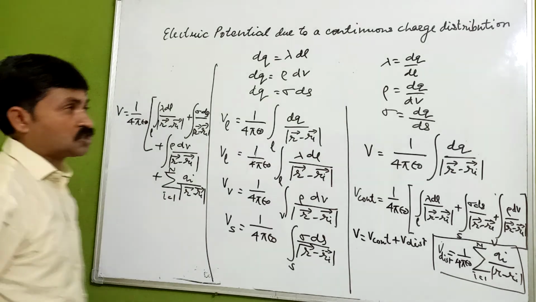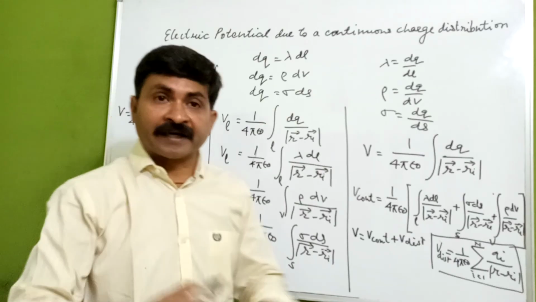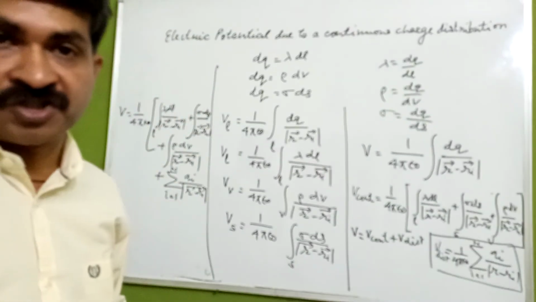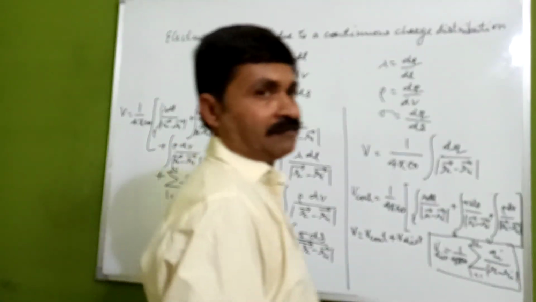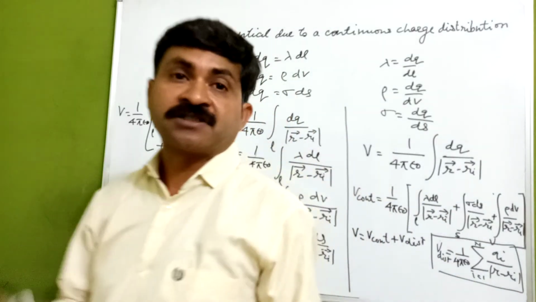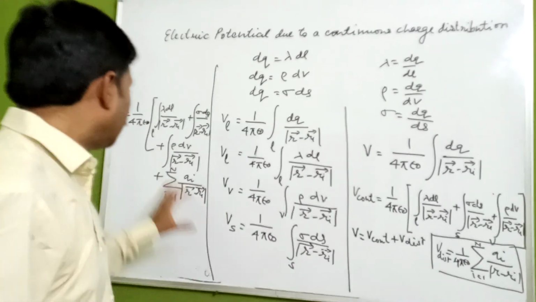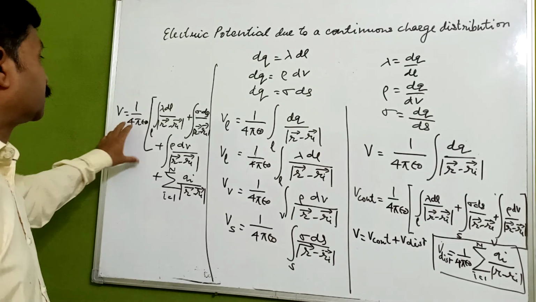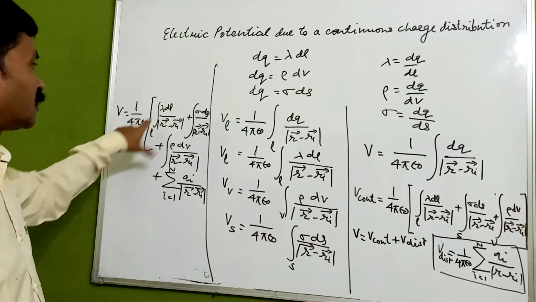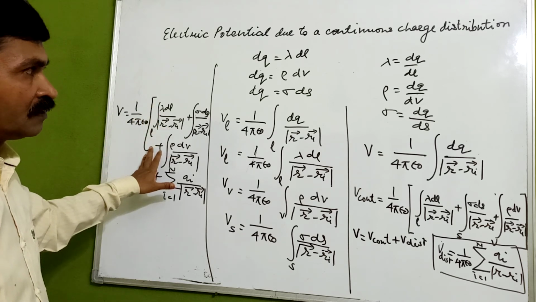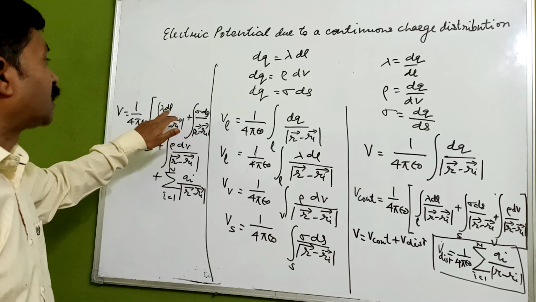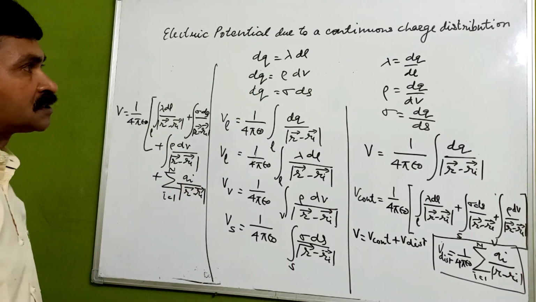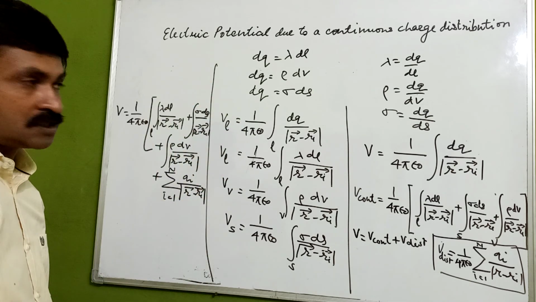So this is the charge distribution, and it includes continuous charge distribution as well as discrete charge distribution. We have already discussed in the previous lecture what discrete charge distribution is. So finally we can conclude with this derivation or this expression: 1 upon 4 pi epsilon naught and this, which includes all the terms related to surface charge density, volume charge density, and linear charge density.